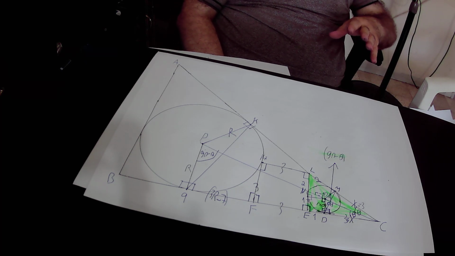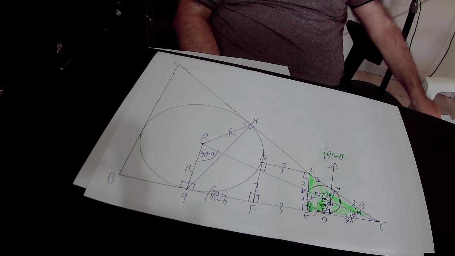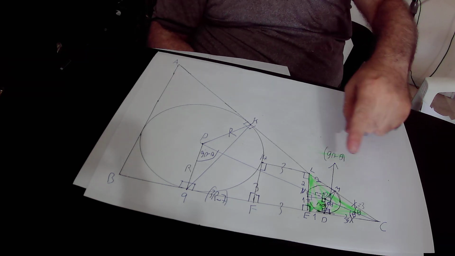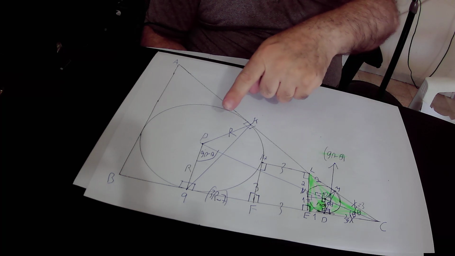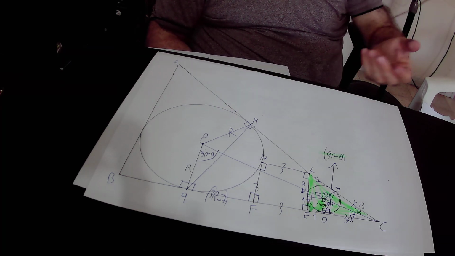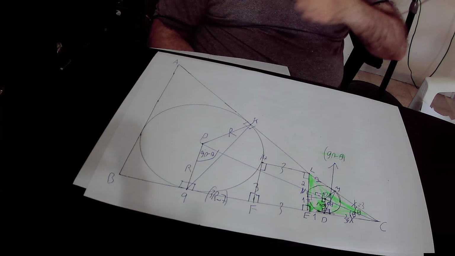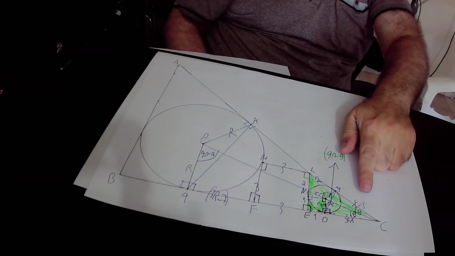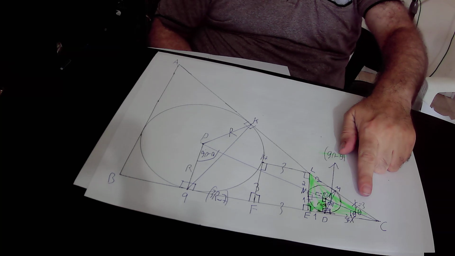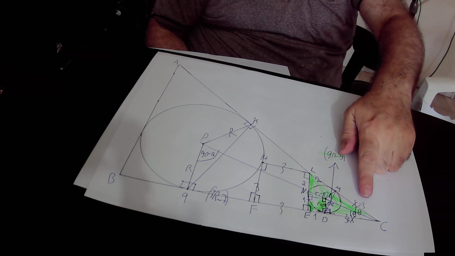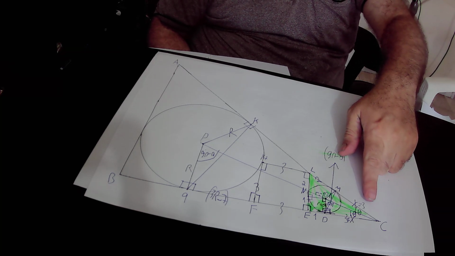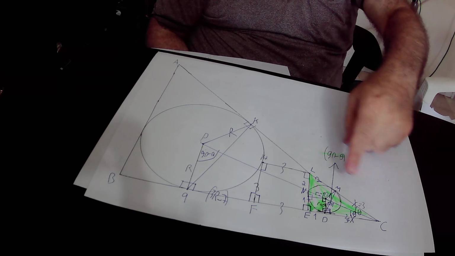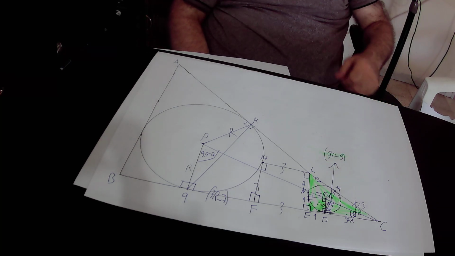Okay, so our assumption that CO doesn't pass from point P will give us a contradiction, and therefore we must conclude that CO passes from point P. Okay?